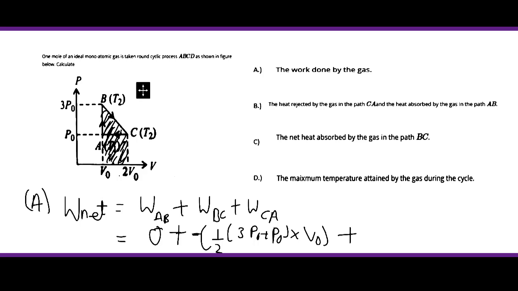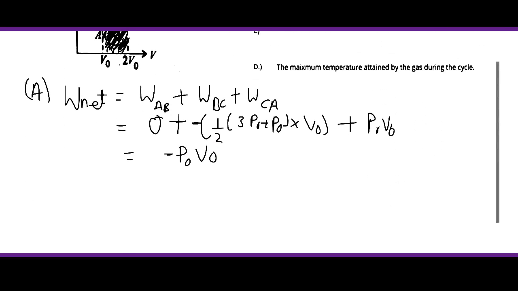And the work done from C to A, as you can clearly see, is a compression, that is work done on the system in which the volume has decreased. The work done from C to A is the area that I'm shading with this black pen. It's clearly a square with length P naught and breadth V naught. So the work done in the path C to A is positive P naught V naught. On further simplification, you will get net work done as minus P naught V naught. So that is the answer for part A.